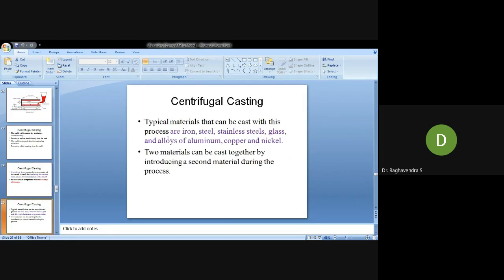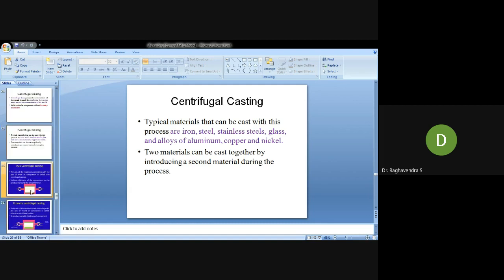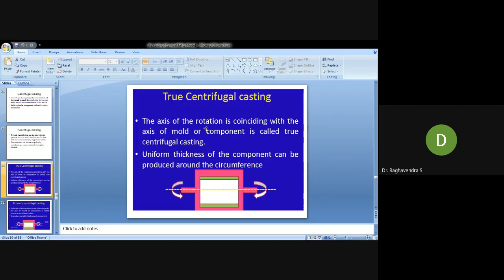So what are the materials that you're going to use? Iron, steel, stainless steel, glass, alloys, aluminum, copper, nickel. All these materials can be used for centrifugal casting. See here, axis of the rotation. Sometimes they will rotate in a horizontal way, or sometimes in the vertical position also. When the axis of rotation coincides with the axis of the mold component, it is called true centrifugal casting.